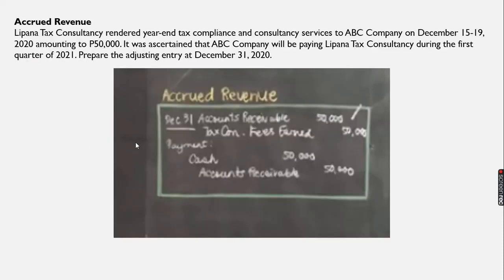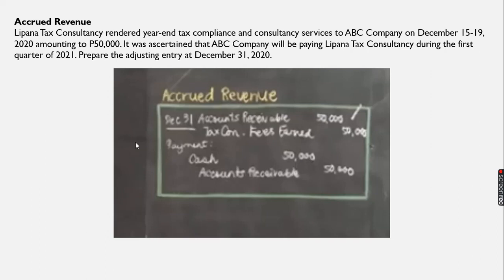So, let's take this example. Lipana Tax Consultancy rendered year-end tax compliance and consultancy services to ABC Company on December 15 to 19, 2020, amounting to 50,000. It was ascertained that ABC Company will be paying Lipana Tax Consultancy during the first quarter. So, first quarter pa sila magbabayad ng 2021.